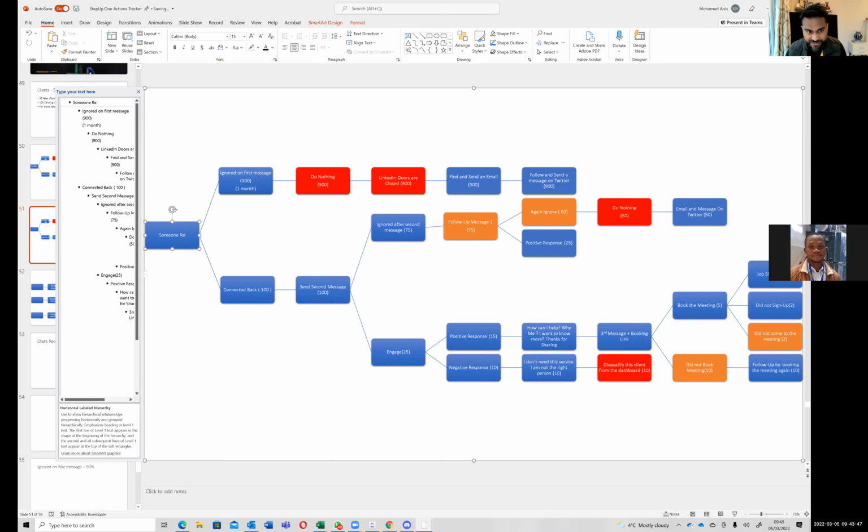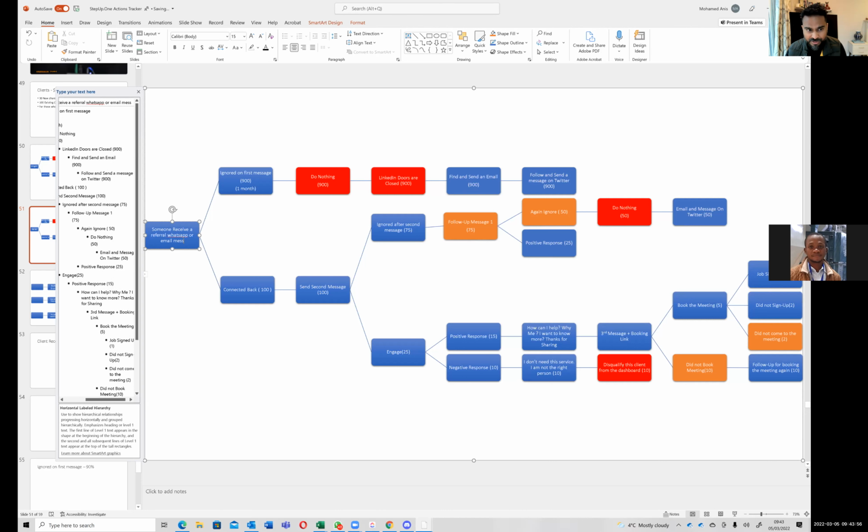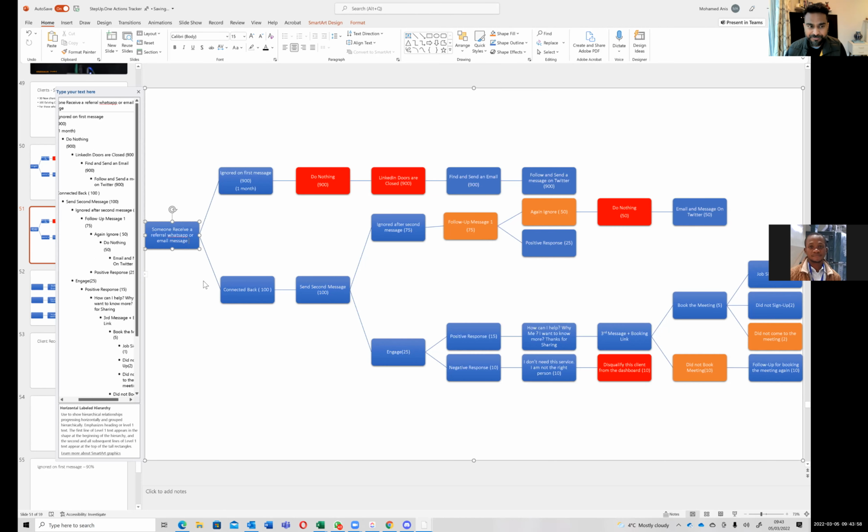receives a referral message, a referral WhatsApp or email message. There are two things that can happen to him. So this person receives it. What can he, or she, do first? So what is this message? This particular referral message is this one, right?